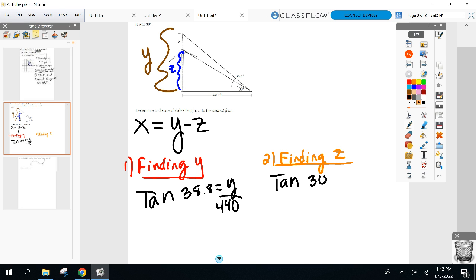Tangent of 30 for z equals z over 440. And then I'm subtracting them. And I believe the final answer was 100 to the nearest foot. Did anybody try to use law of sines? Because that is another possibility. Or, and this would be real tough but it's doable, did anybody try to use your 30-60-90 rules to find z?